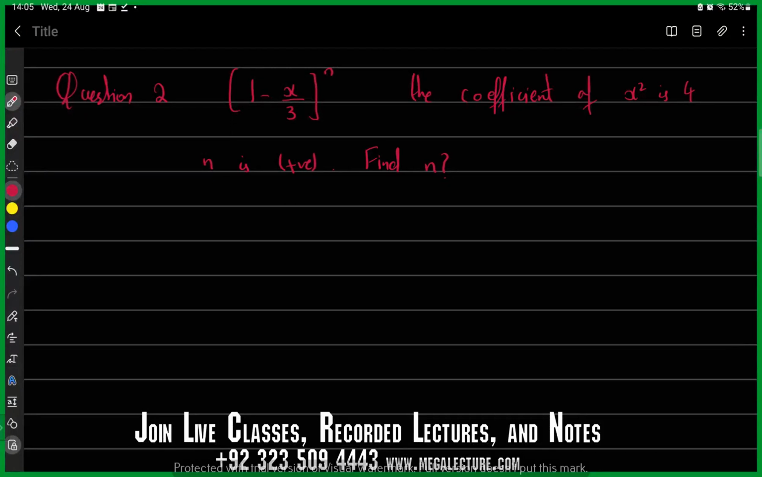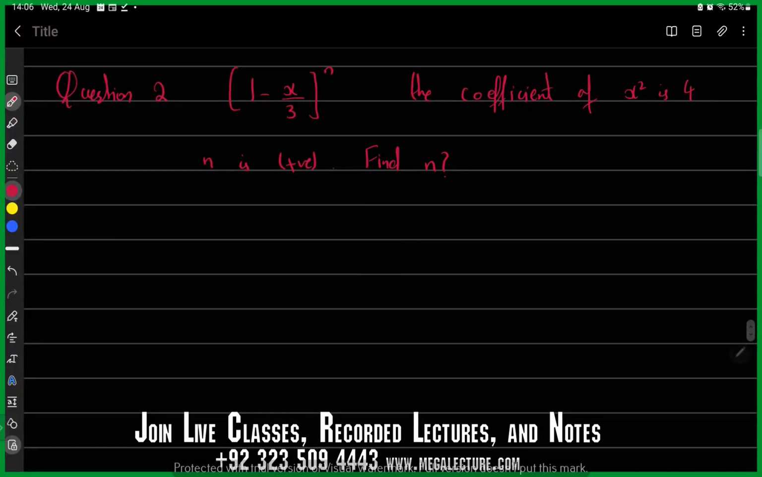Just imagine. We won't be doing this question completely. We won't be finding the value of n. This is just a brainstorming session. Just relax. Just think about which term exactly would have x squared in it. That is something we need to think about. Forget the value of n.